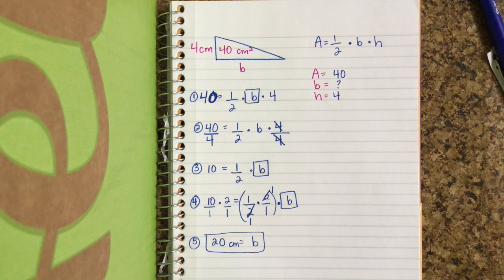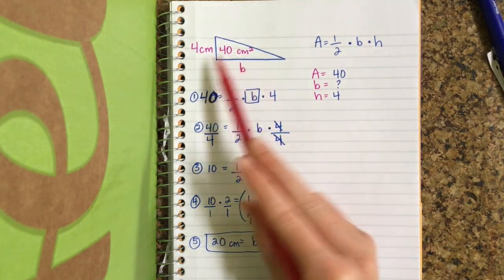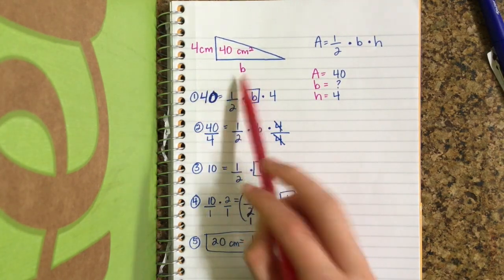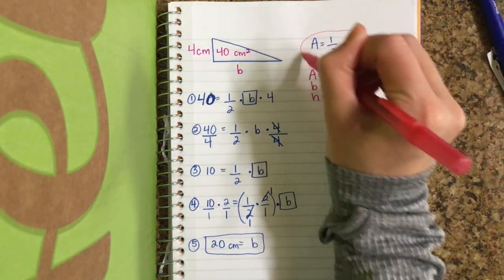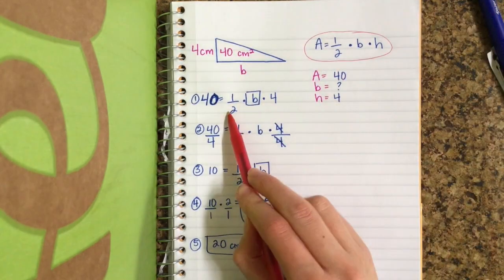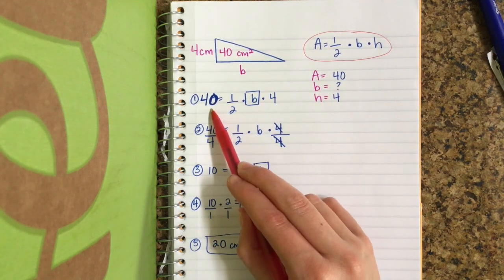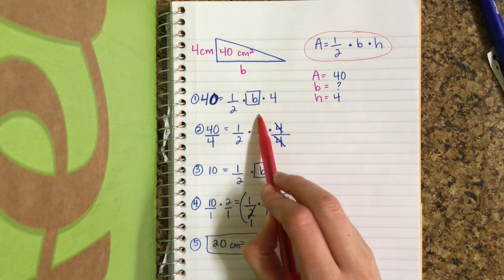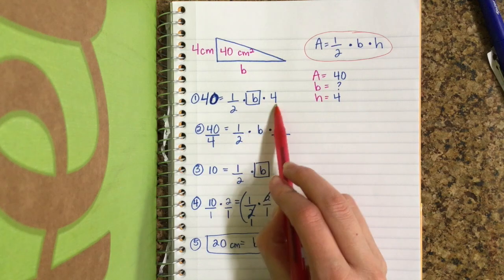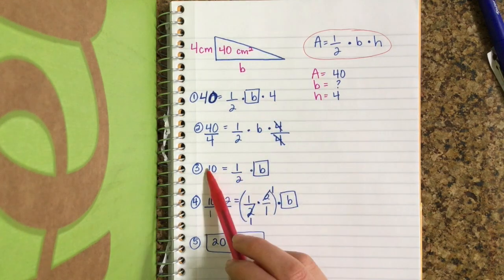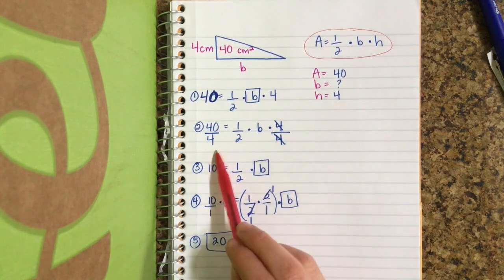Let's walk through this one more time. We were given our area of 40, our height of 4, our base we didn't know. This was our original formula. We plugged all of our information in here. We saw capital A, it became 40, 1/2 stays. Base we don't know, height was 4. So we plugged that all in.